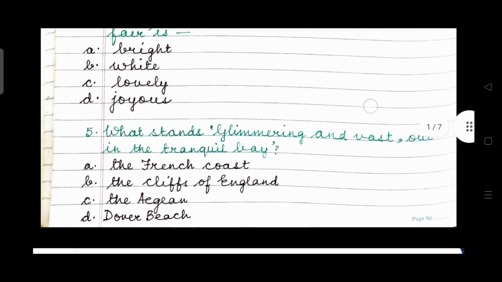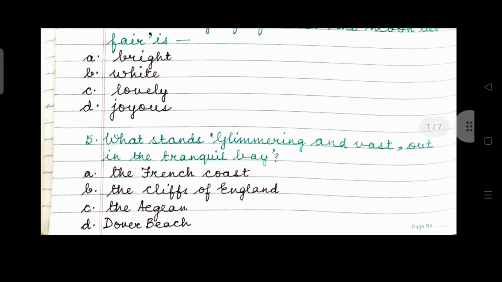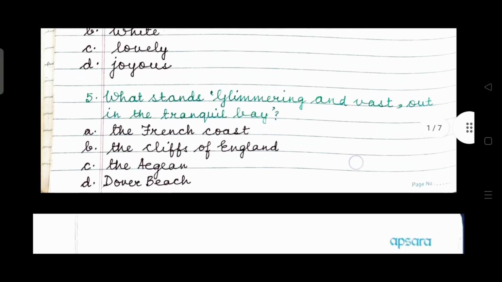Next, what stands glimmering and vast out in the tranquil bay? The French coast, the cliffs of England, the Aegean, the Dover Beach. What is the right answer? If you read the poem thoroughly, you will see that the cliffs of England stand glimmering and vast out in the tranquil bay. Option B, the cliffs of England, is the right answer.